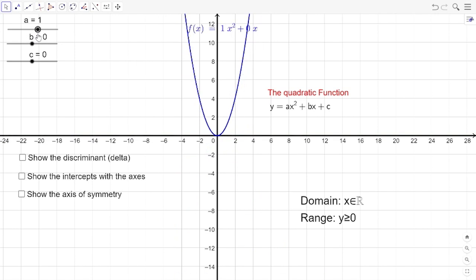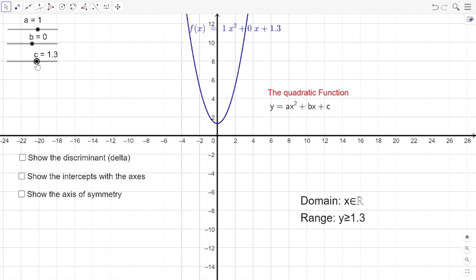Okay, so there it is. Note the domain, x can be anything. The range is totally determined by the turning point of the parabola, and we'll talk more about that just now. So that's what a does. What c will do is pick the graph up or down, and it gives us the y-intercept of the graph.